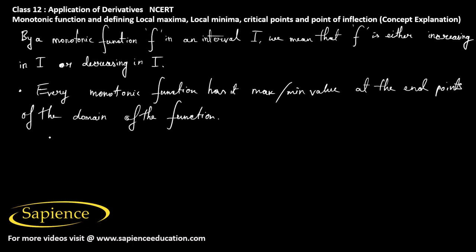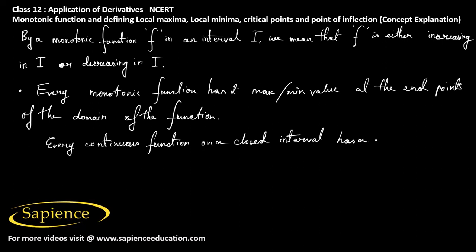And there is another rule that every continuous function on a closed interval has a maximum and a minimum value. Every continuous function on a closed interval has a maximum value also and a minimum value also. So these are the two rules. You should know this.